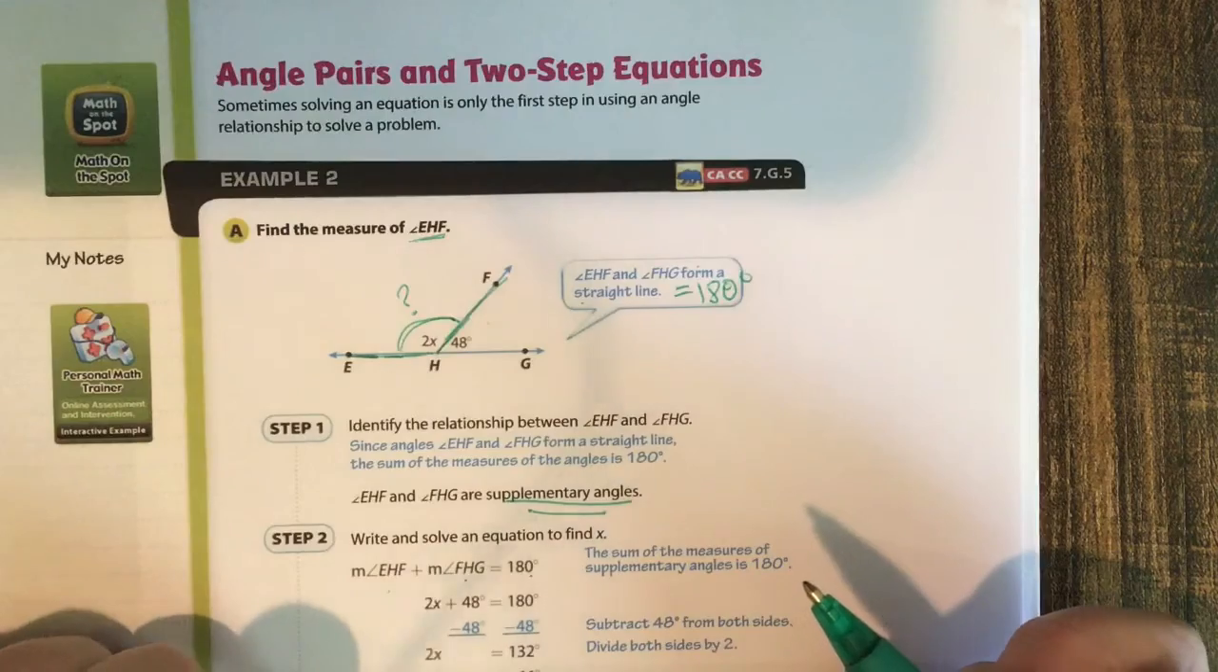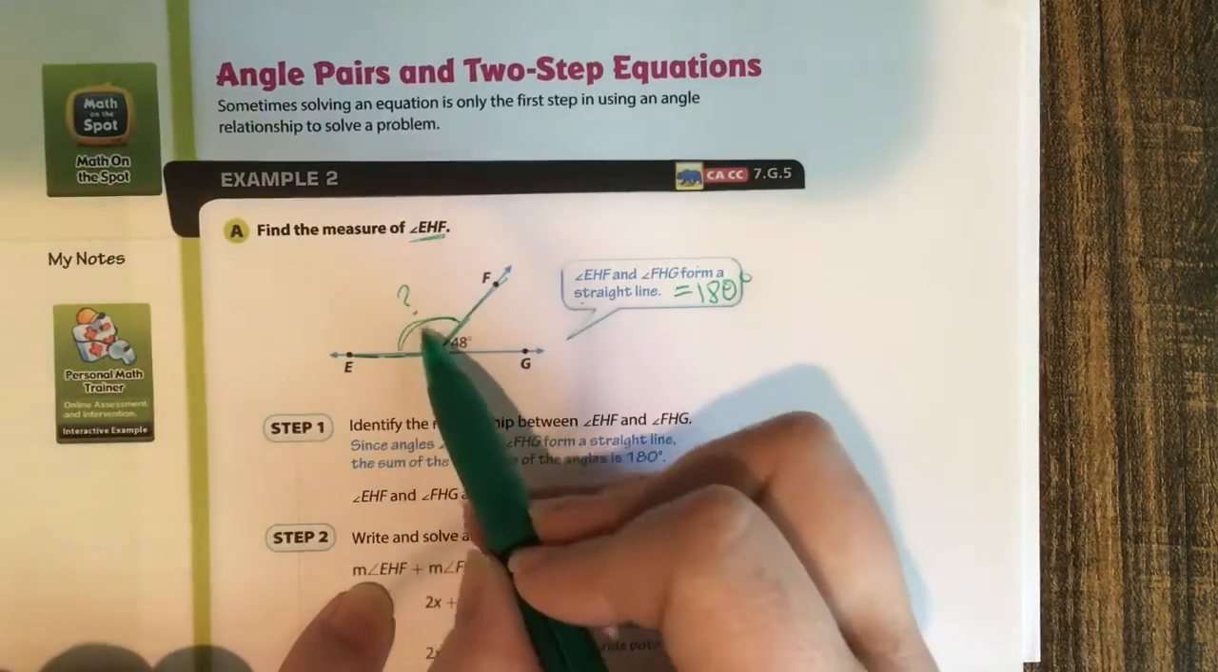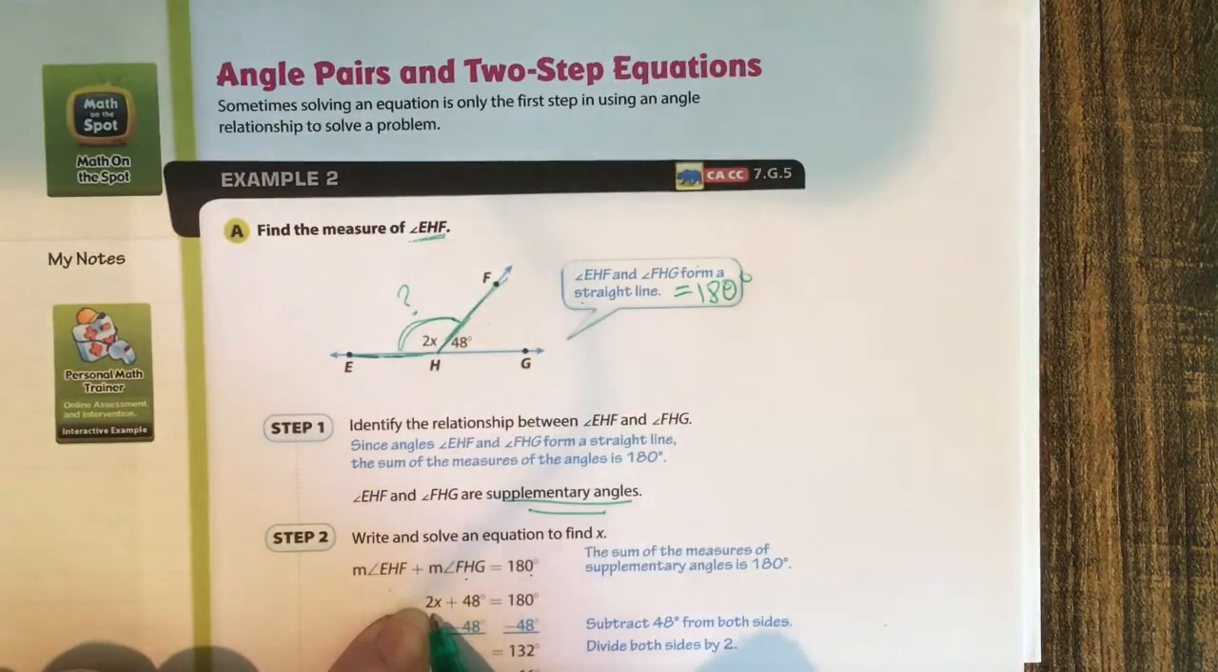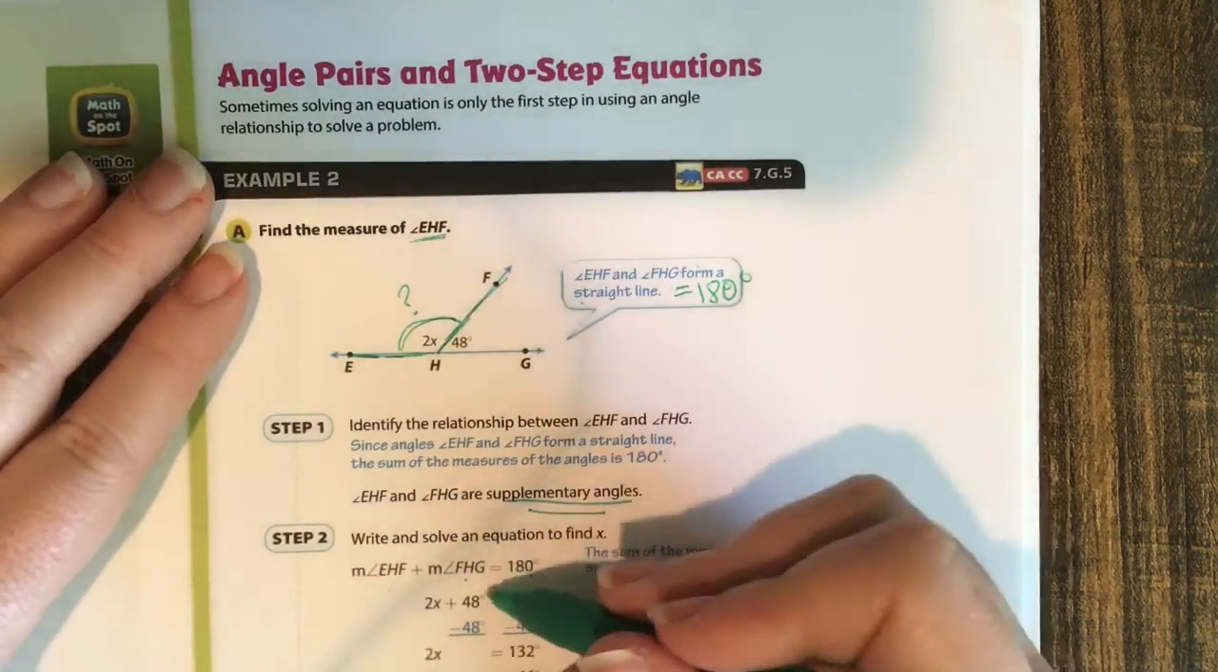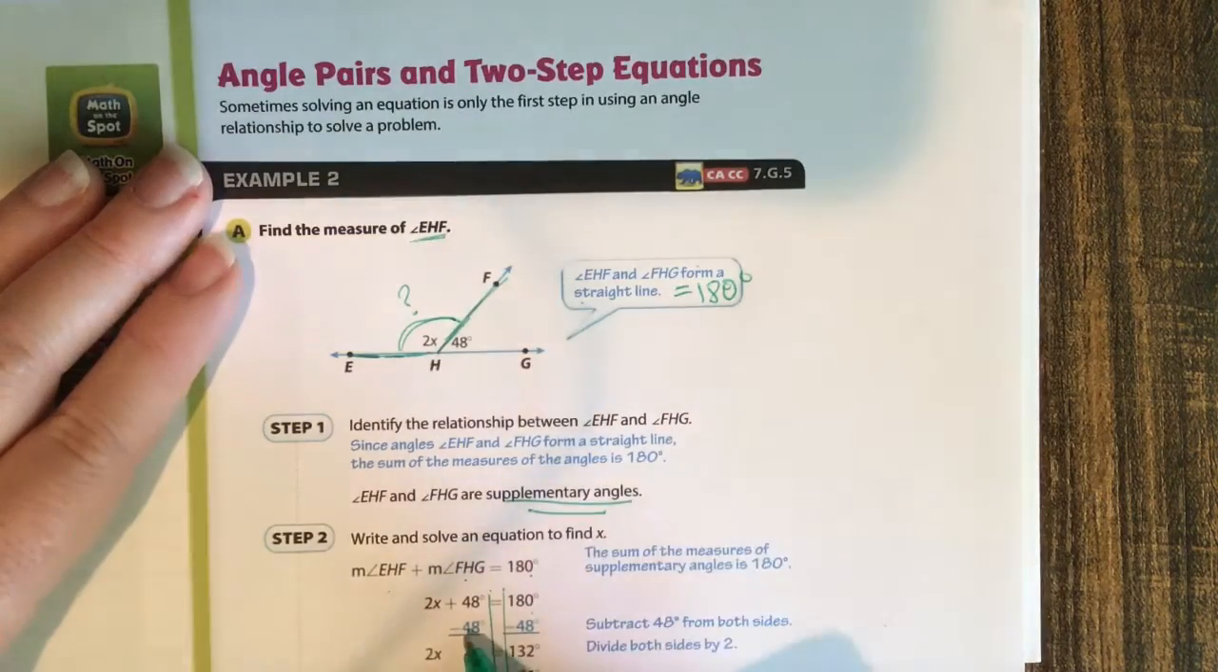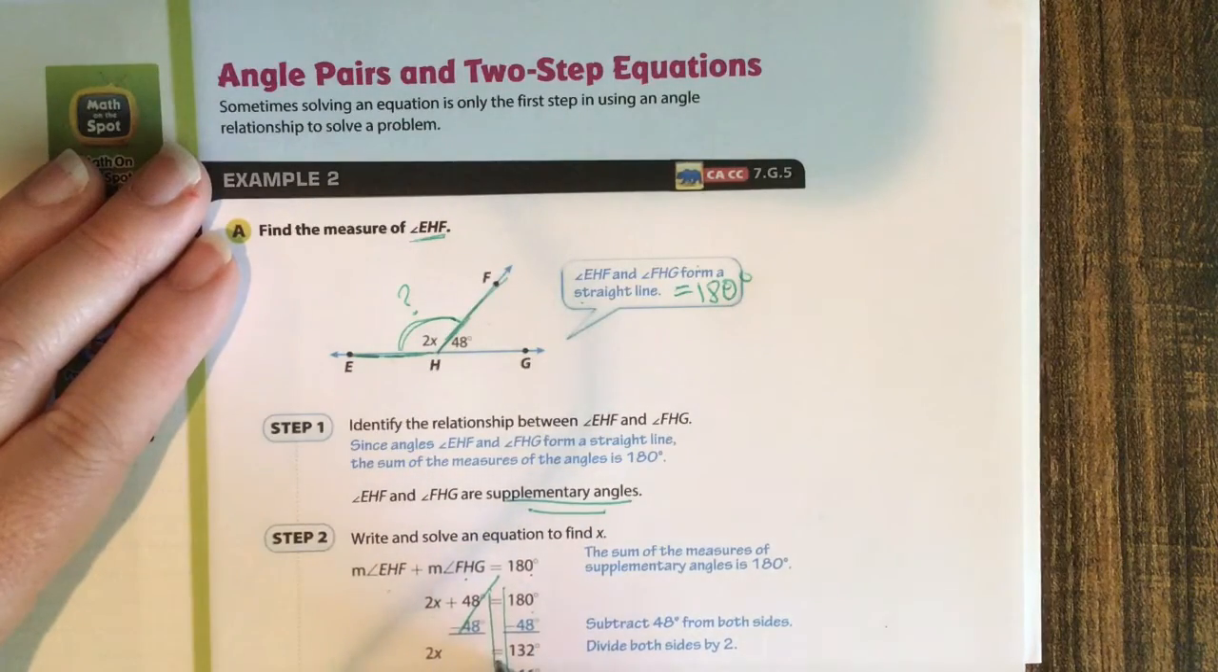So let's substitute the information. This angle here we know is 2x. This angle here they told us is 48. And if we add them together, they should equal 180. Okay, let's go ahead and solve it. Notice that they minus 48 on both sides. That became 0. They brought down the 2x. So 2x equals 132. How did they go from 132 to 66?